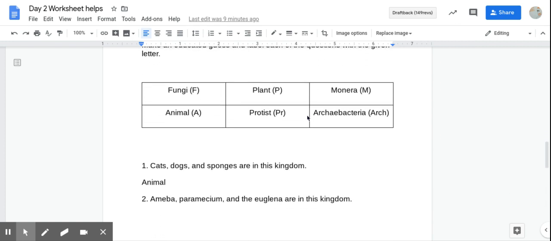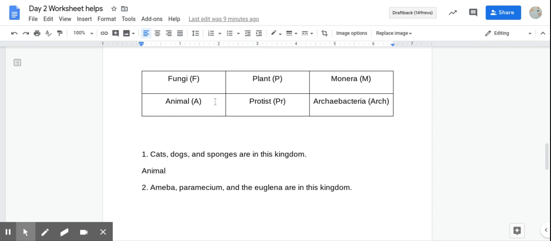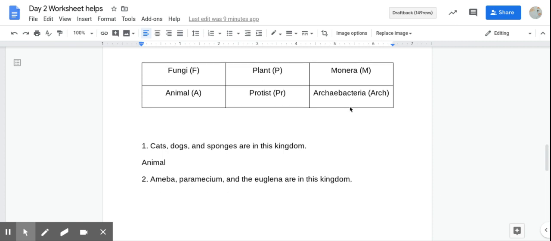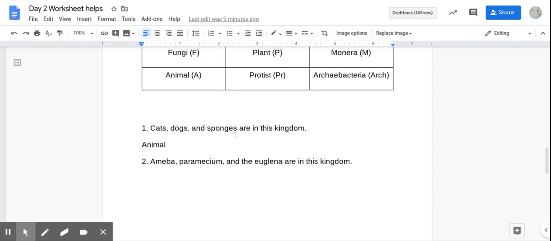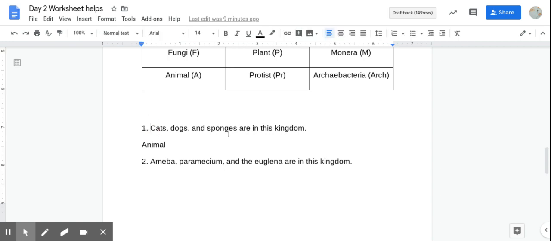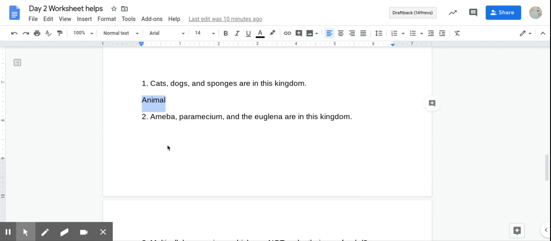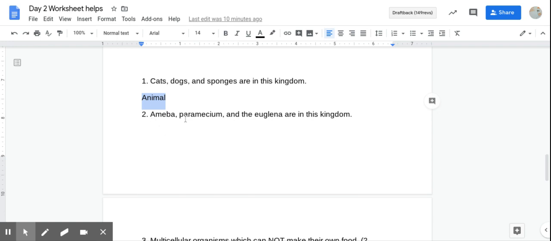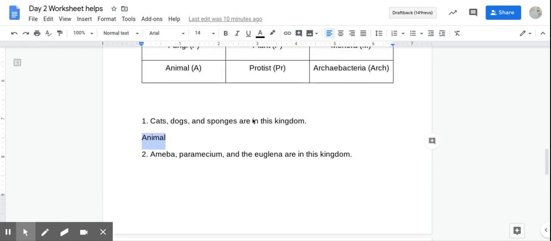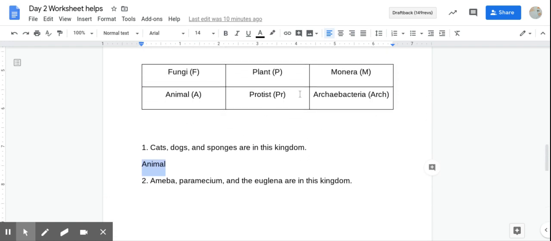These next few questions are based on these kingdoms: fungi, animals, plants, protists, Monera, archaebacteria. We just want you to know what kingdom these are in. I'll do number 1, cats, dogs, and sponges. I may not know what a sponge is, but I know cats and dogs are in the animal kingdom, so I would write animal kingdom there. You can do a little research to figure out amoebas, parameciums, and so forth. What kingdom do you think they fall into? You can look it up.